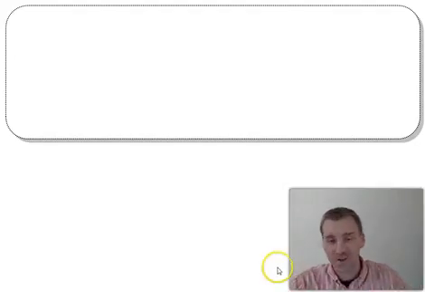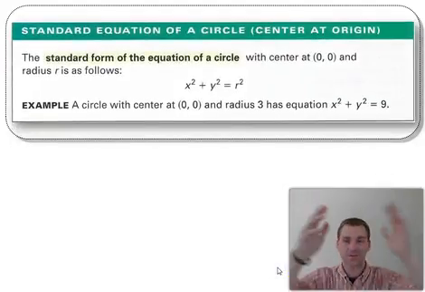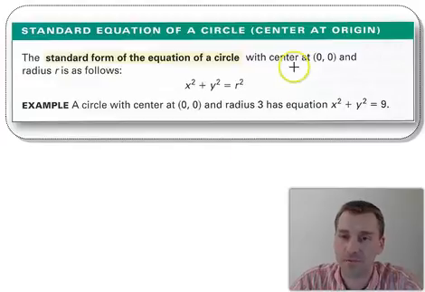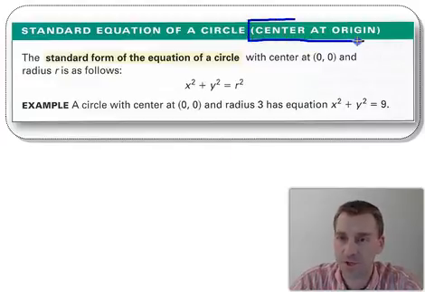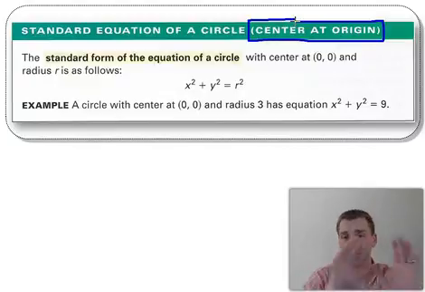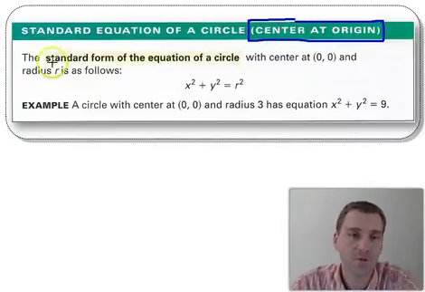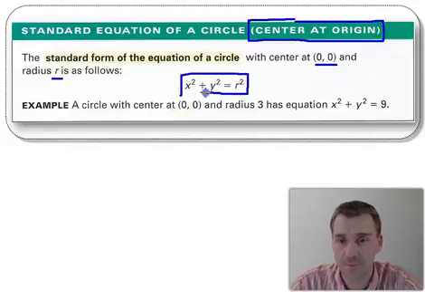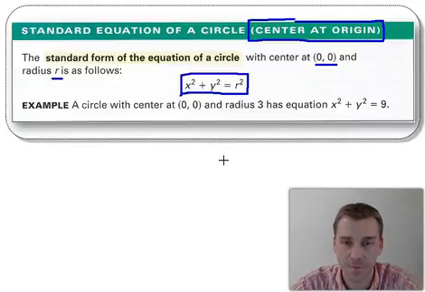Anyways. So here's what you need to write for sure into your notes. This right here, big time, the standard equation of a circle with the center at the origin. I'd highlight that for you for sure. Center at the origin. We're going to talk in another video about the center not being at the origin, where it's shifted a little bit, up, down, left, right, whatever. But here's what you need to write in your notes. The standard form of the equation of a circle with center 0, 0 and radius r is as follows. That right there is your standard form of the equation of a circle, centered at the origin.